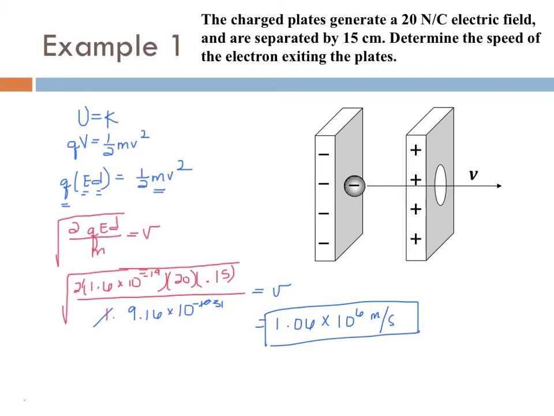Now, if we saw this exact same example with a proton instead, we would have to look at a positive plate. So a proton would move from high potential, which is by the positive plate, and move toward a lower potential, which would be at the negative plate. But the process would be exactly the same, except you would need to use the mass of a proton and the charge of a proton, which is the same as the charge of an electron.